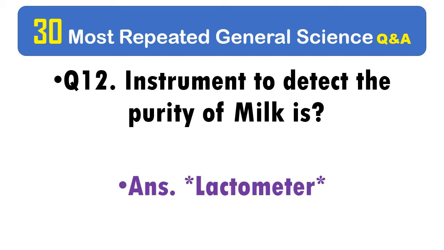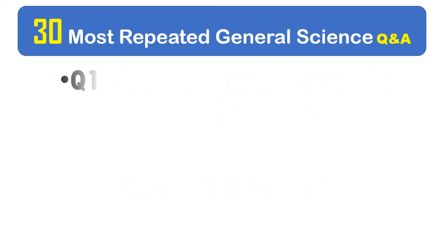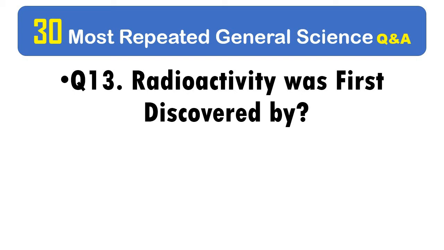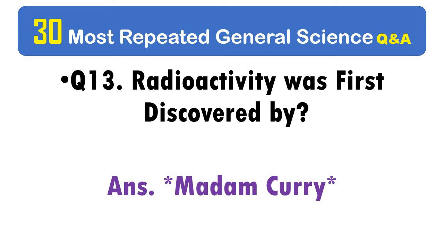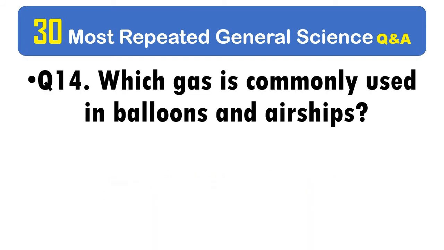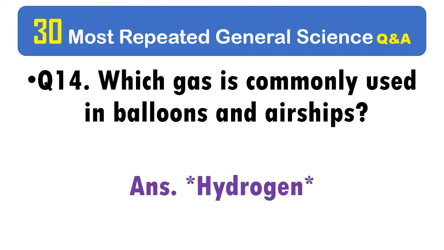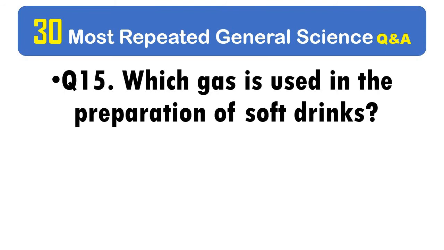Answer is lactometer. Question number 13. Radioactivity was first discovered by? Answer is Madame Curie. Question number 14. Which gas is commonly used in balloons and airships? Answer is hydrogen. Question number 15. Which gas is used in the preparation of soft drinks?